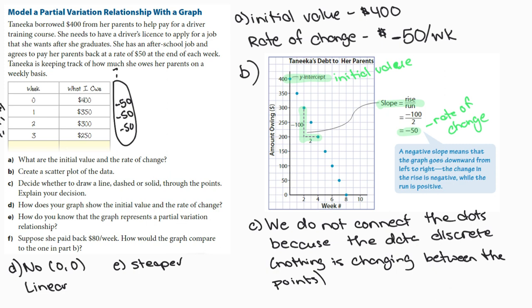So the graph of a partial variation, it has this y-intercept not down here like we have with the direct variation, but up somewhere along that y-axis, but it is still linear. So those are some important things to note about the graph of a partial variation.